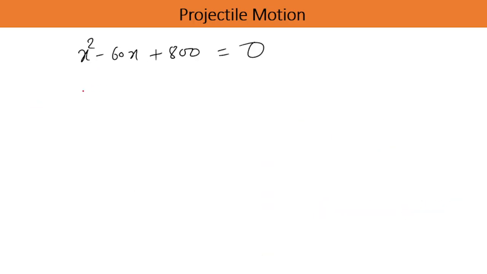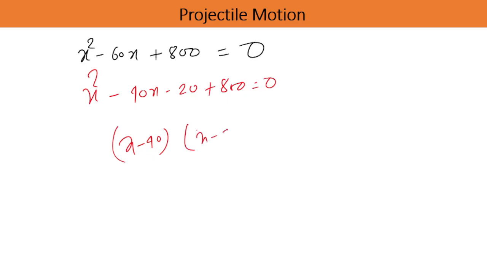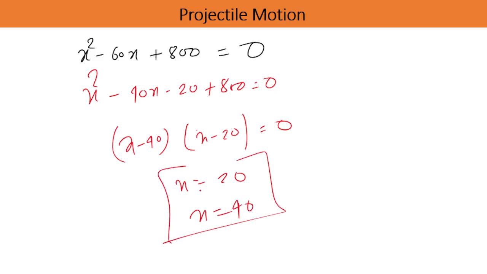Let's solve this quadratic equation. You can clearly see this is a very simple quadratic equation. You can write it like this, and if you solve it, you will get two values of x like this. So x is equal to 20, x is equal to 40. What do the two values of x signify?